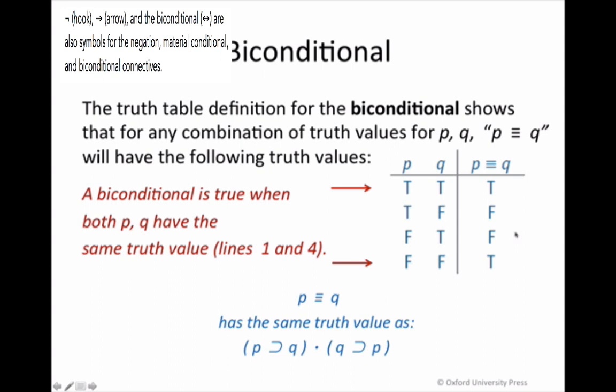All right, lastly, the biconditional. The biconditional, as you can imagine, is like an equals sign. And by equals, I mean the truth values are equal. When you have one, you have the other, and vice versa. Or rather, you have both or you have neither, right? So let's think about it this way.